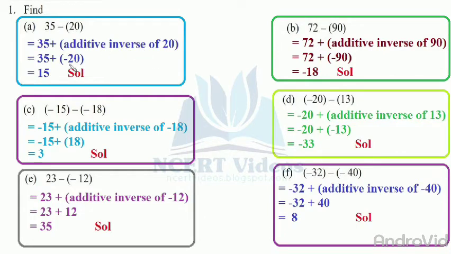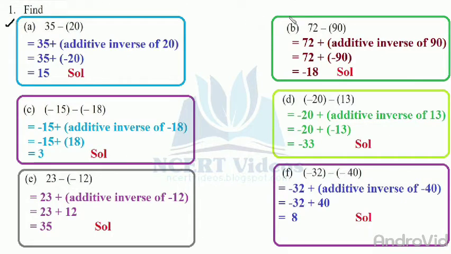Therefore now the signs are different. We subtract and get 15, and the sign comes from the greater number. In this case 35 is greater, therefore positive. This was your A part.